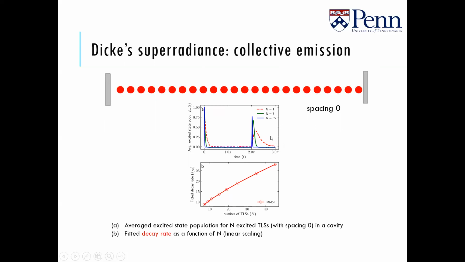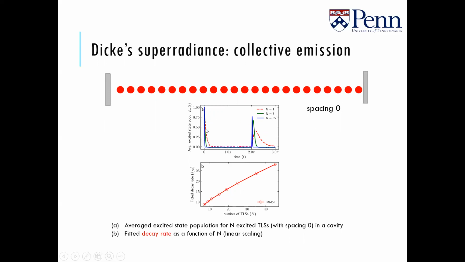When we have one two-level system excited, the red line. When we have 7 two-level systems excited, the green line. And when we have 35 two-level systems excited, the blue line. Here we can see the initial decay rate becomes larger and larger when we have more two-level systems.